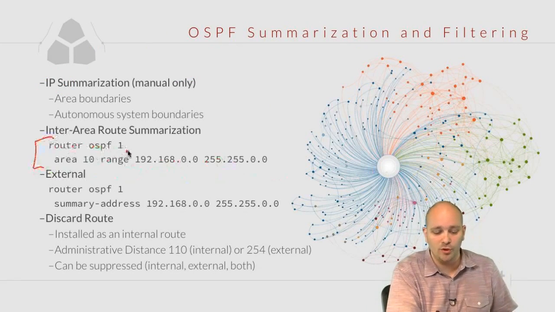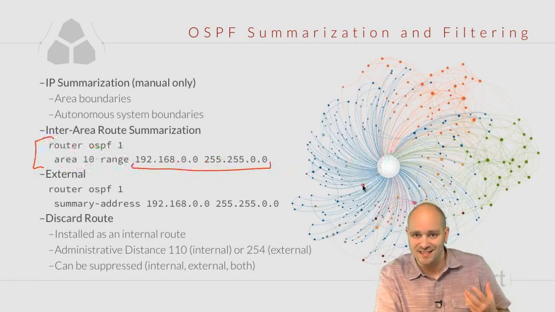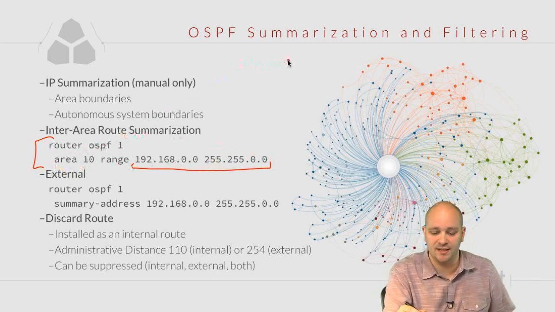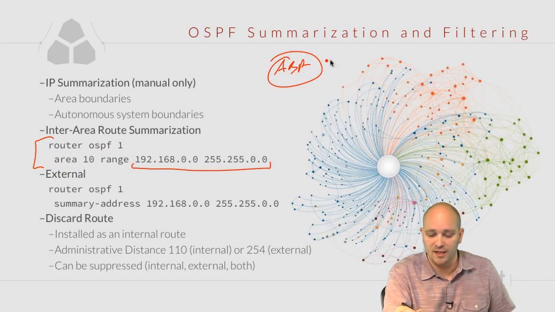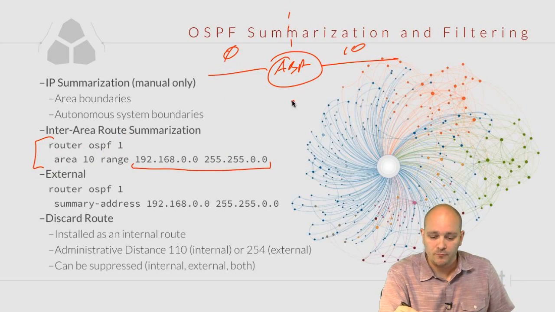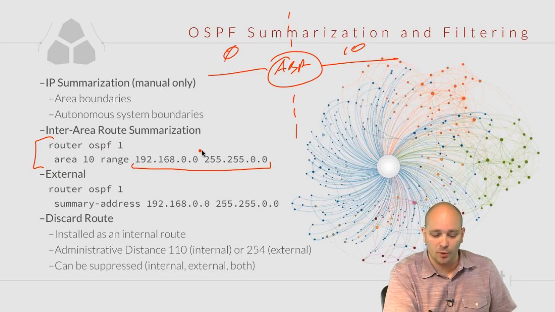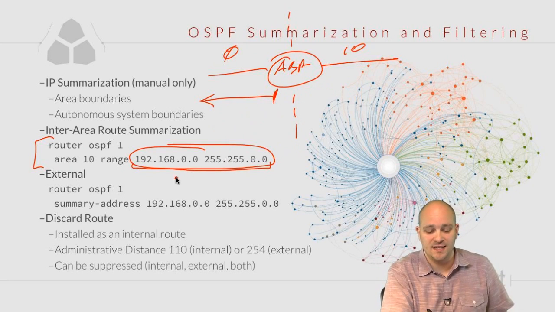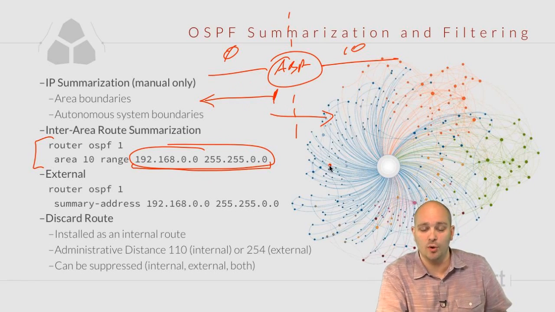And here is an example of that summarization. So here is the syntax. We would go into router OSPF and we would say area 10 range, and then we would specify the summary that we want to advertise. Now, I should point out that this particular syntax needs to be configured, obviously, on the ABR that sits between area 10 and area 0. So on this boundary, all networks from this range will be injected into area 0 as 192.168.0.0/16.